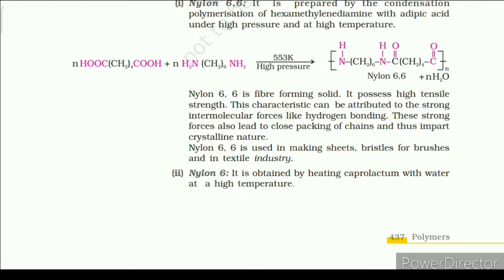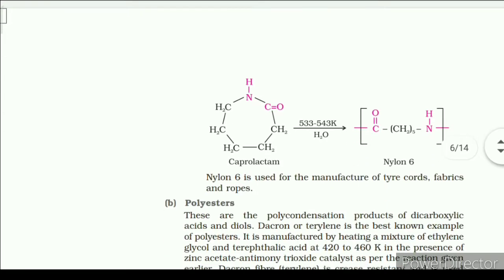It possesses high tensile strength. This characteristic can be attributed to the strong intermolecular forces like hydrogen bonding. These strong forces also lead to close packing of chains and thus impart crystalline structure. Nylon 6,6 is used in making sheets, bristles for brushes and in textile industry. Number 2. Nylon 6. It is obtained by heating caprolactam with water at a high temperature. Nylon 6 is used for manufacture of tire cords, fabrics and ropes.